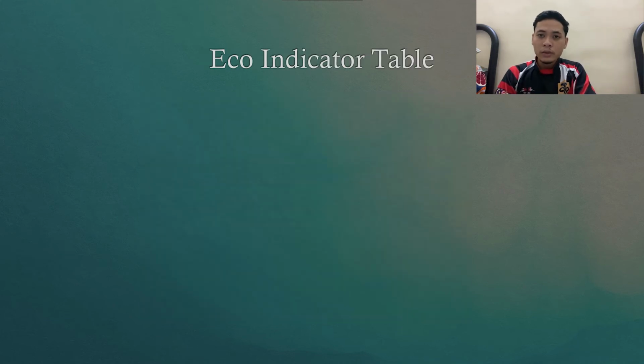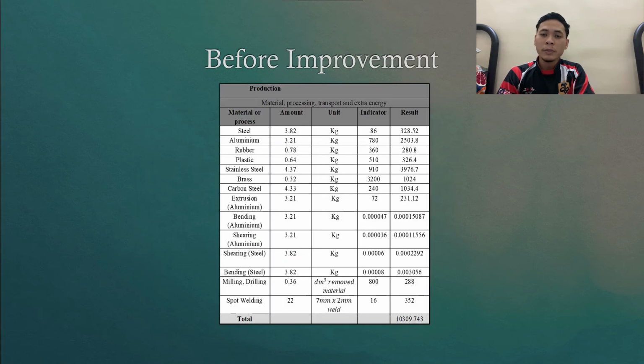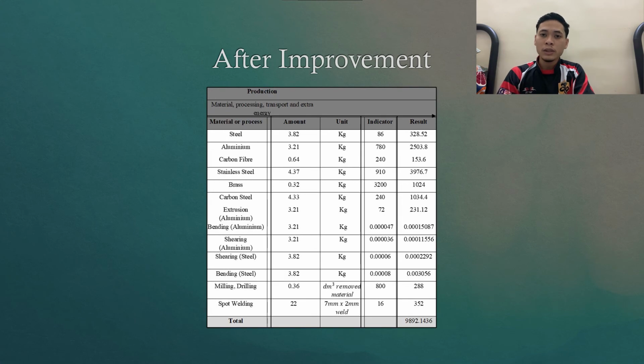Now we're moving to the eco indicator of the conventional bicycle. On the part, we follow the guideline of the Eco Indicator 99 manual for designers. First, we calculate the transportation before the improvement and after the improvement. From the calculation, we use truck and oceanic freighter as our transportation. From this analysis, we eliminate synthetic rubber and change the material used from plastic to carbon fiber. As the result, the total eco indicator will be reduced.